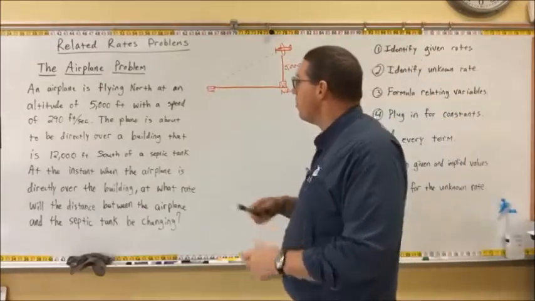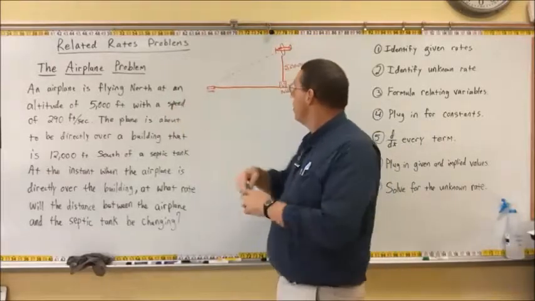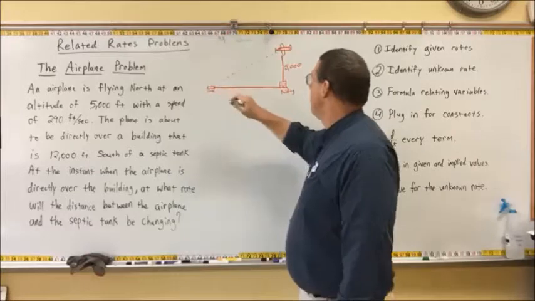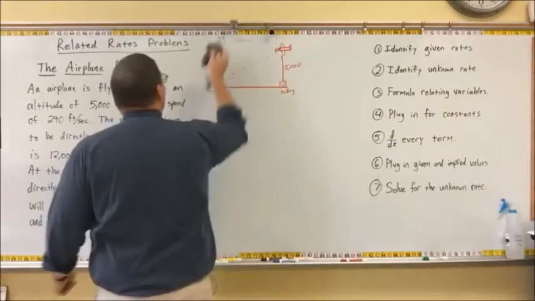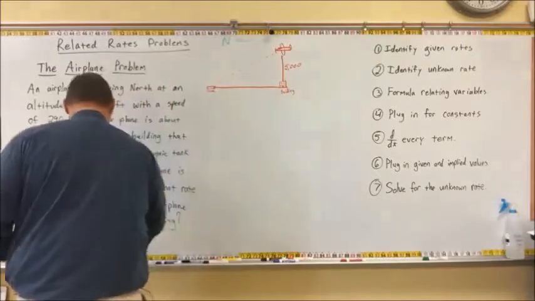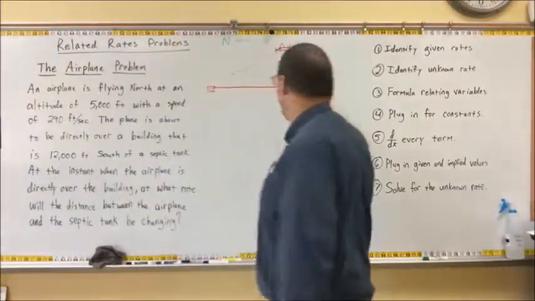It says an airplane is flying north. So that direction right there, that's north over there. Oops, that's an M, that's not an N. Sorry about that. That direction is north, okay? So this direction is south.